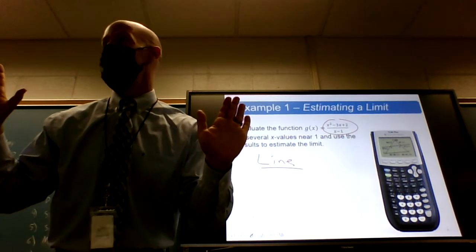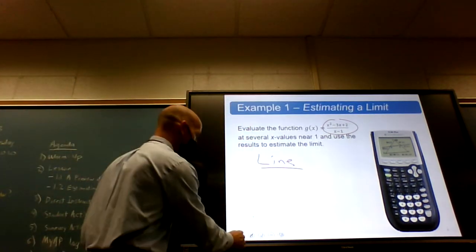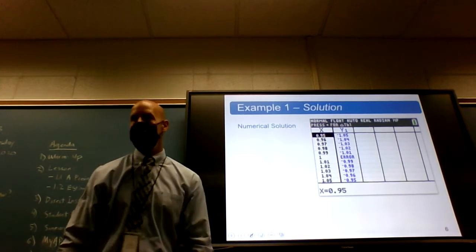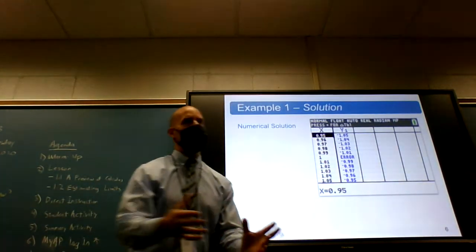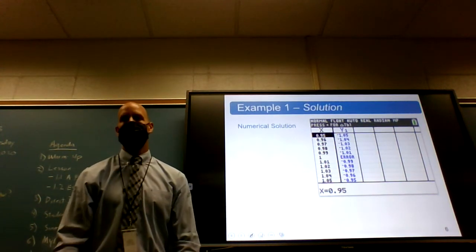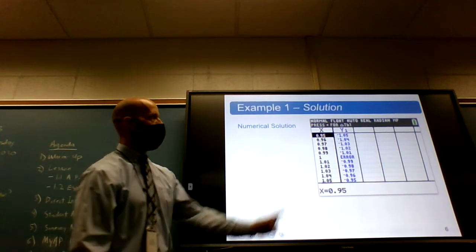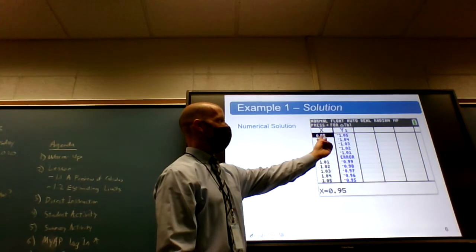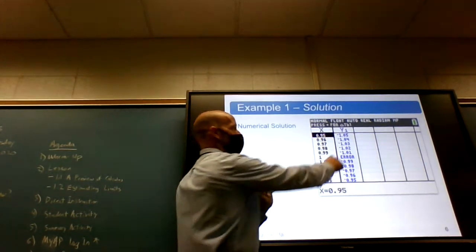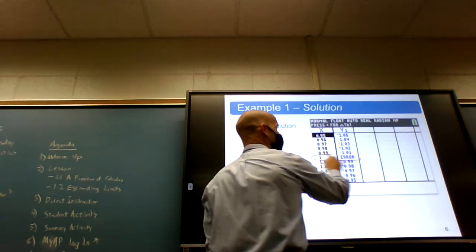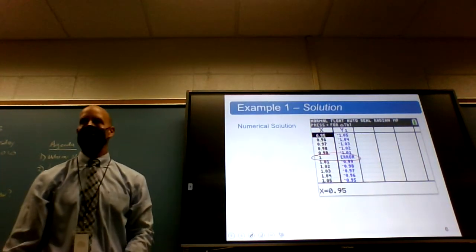No. It doesn't. In fact, if you go into the table, and this is where I really should be showing you how to do this with Wabbit, so I apologize, if you go into your table and you start at 0.95 and you change by 0.05, you'll notice everything's fine until you get to 1. And it's going to say error.